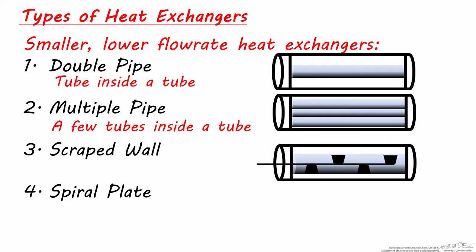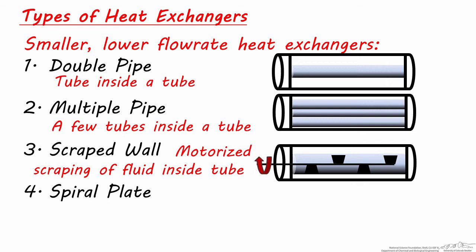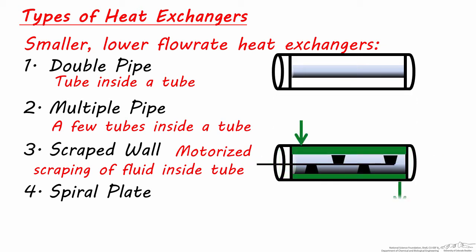Scraped wall heat exchangers feature one or more tubes with motor-driven rotating scrapers inside them to move fluids which are viscous or may have suspended solids. Fluid enters the heat exchanger tube side, is scraped by the rotating blades and exits, while the other fluid moves through the shell side.